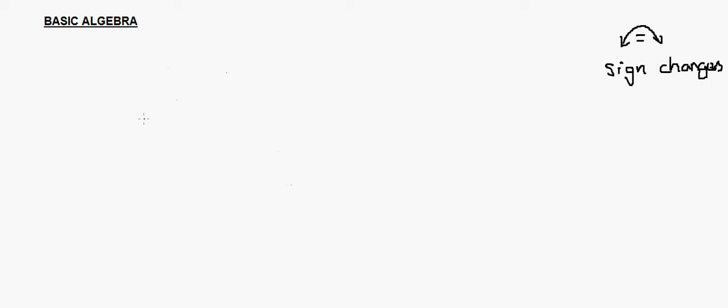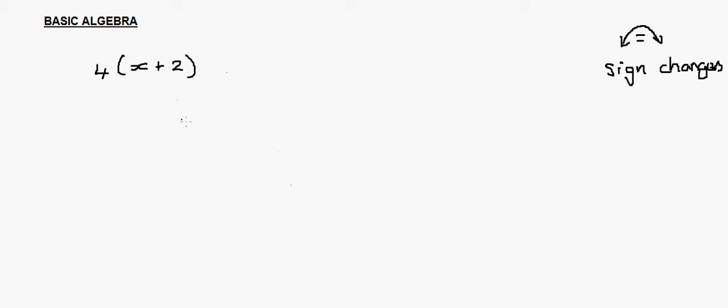Okay, so we've got basic algebra 3. So we've done equations with one unknown and we've done equations with two unknowns. Now sometimes in an equation you'll have brackets. So let's say we've got 4 bracket x plus 2.